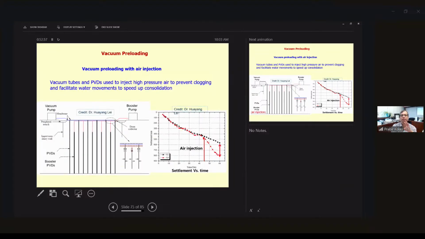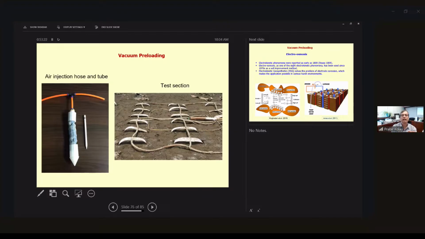Obviously, when the consolidation is done, you need to check how the strength has increased. You need to do some tests at the site, and then you can determine how much the strength has been improved. So these are mostly the vacuum preloading and PVD topics. This is another air injection hose, which you sometimes use for the test section of vacuum preloading. It's much more detailed, but I'm not going to go into details here.